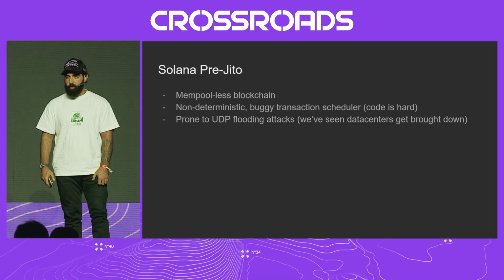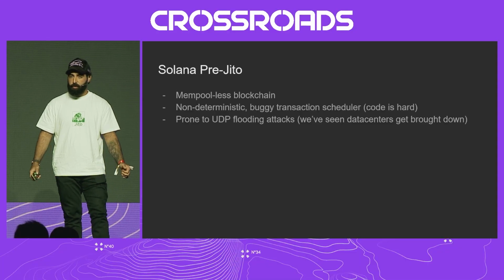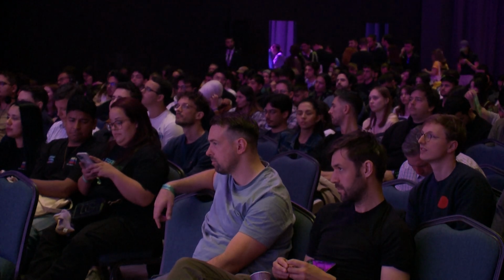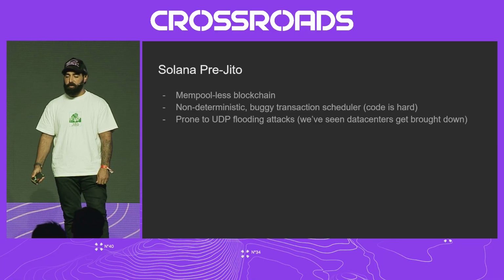So before Jito existed, Solana was this mempool-less blockchain. It had this very shitty transaction scheduler. It was non-deterministic. And the Solana core devs are very good engineers. It's just really hard to get right the first time.